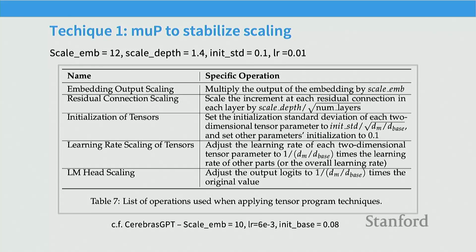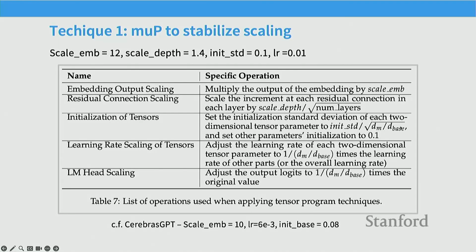And this has exactly the same kinds of strategy at play here. You see, for the embedding, you don't really do anything. You just scale it by a constant. Whenever you have some sort of residual connection like an MLP, you scale it by the square root of the number of layers.